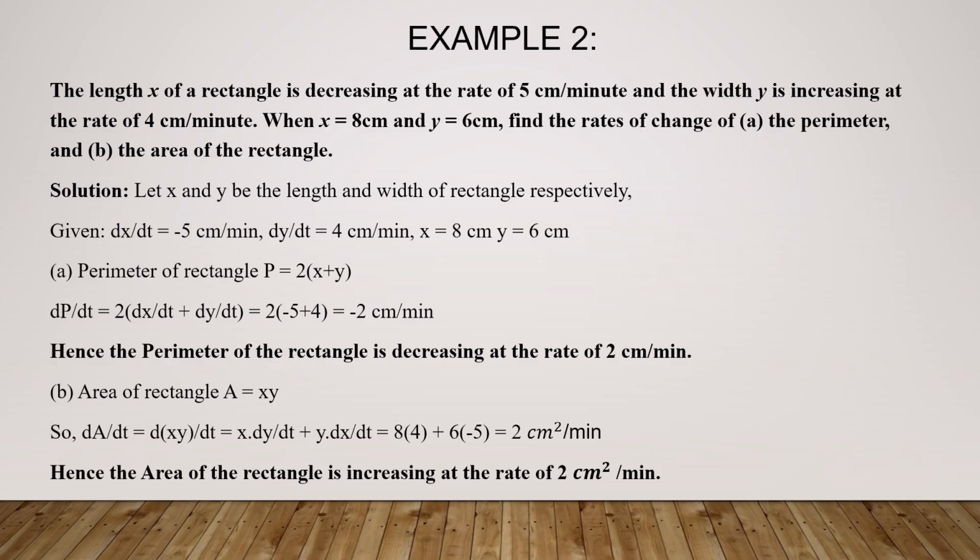Similarly area formula is x into y. So you know for multiplication of functions the derivative rule is first function as it is into derivative of second plus second function as it is into derivative of first function. Put the values, you will get 2 cm square per minute. That means since it is area, it is centimeter square, remember. Hence the area of the rectangle is increasing at the rate of 2 cm square per minute.